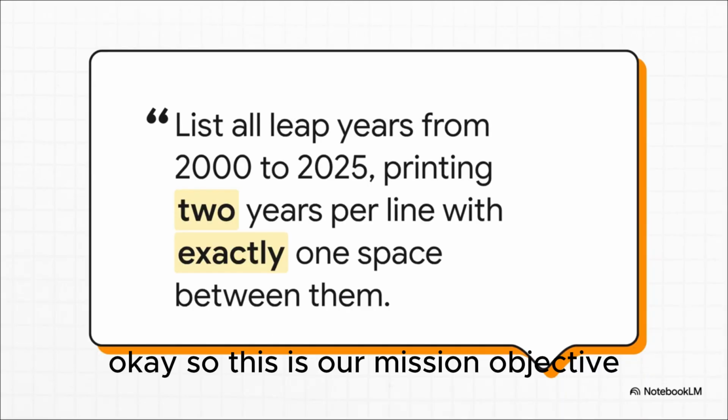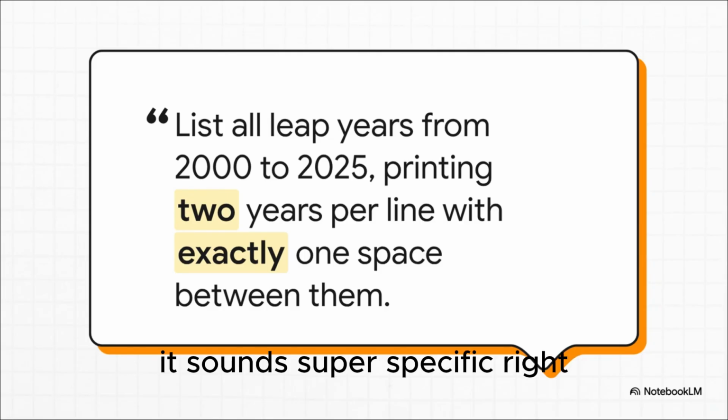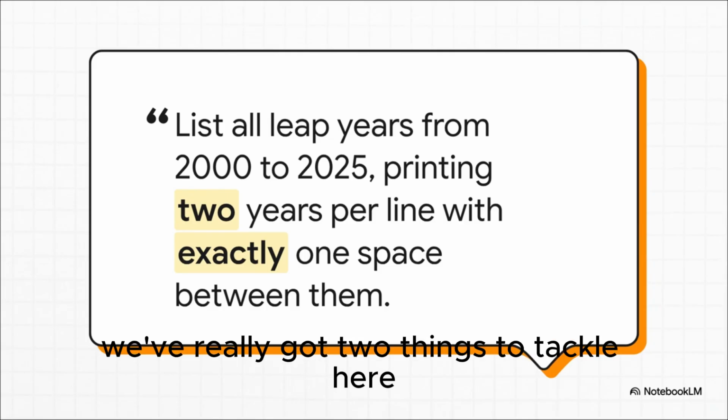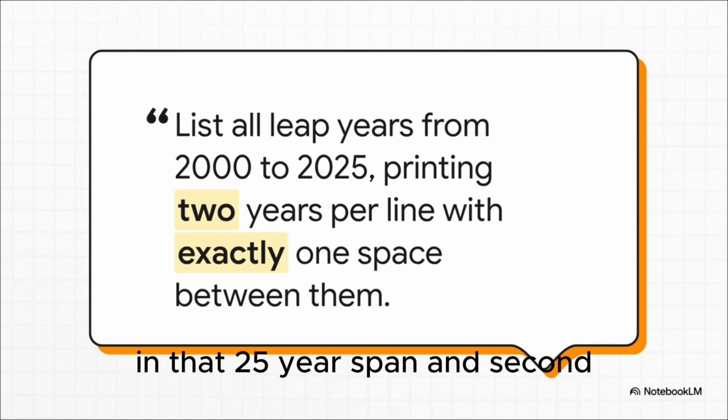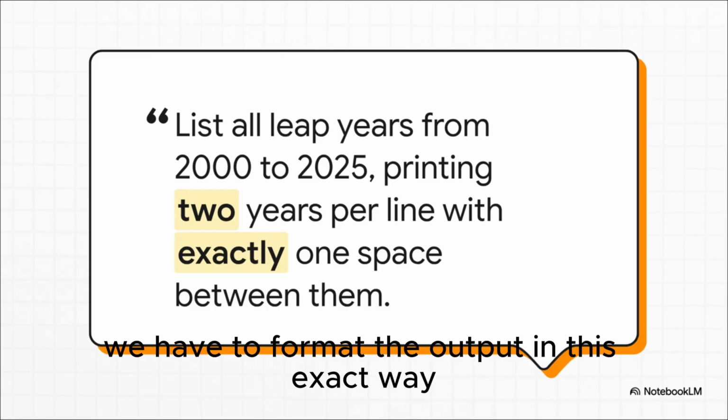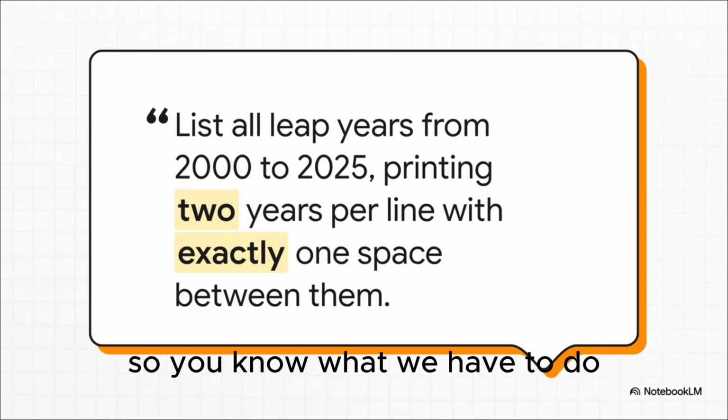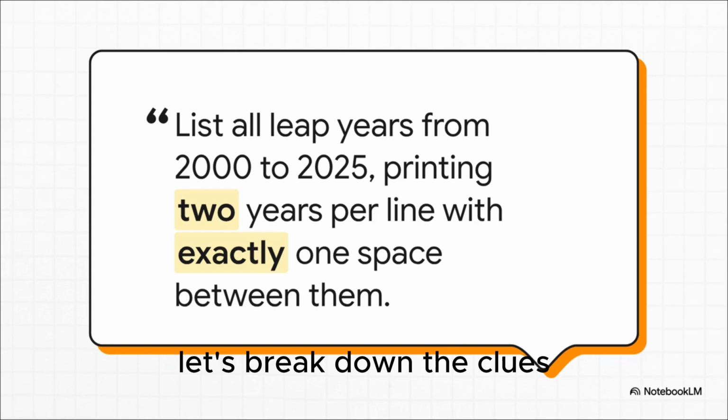Okay, so this is our mission objective. It sounds super specific, right? We've really got two things to tackle here. First, we've got to find every single leap year in that 25-year span. And second, we have to format the output in this exact way. So, you know what we have to do? Let's break down the clues.